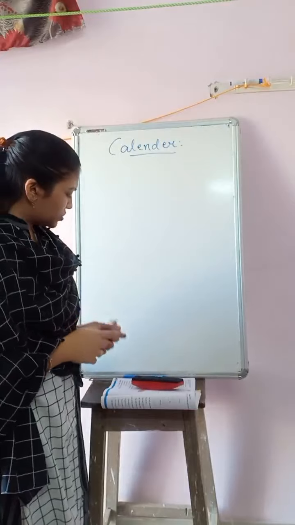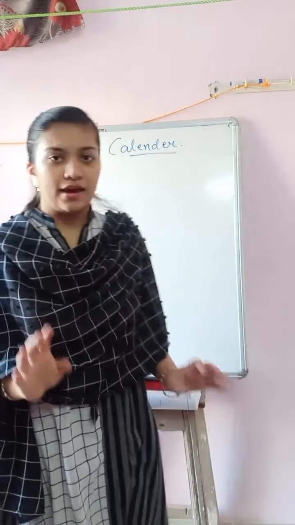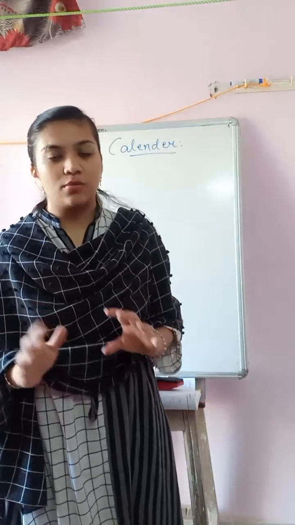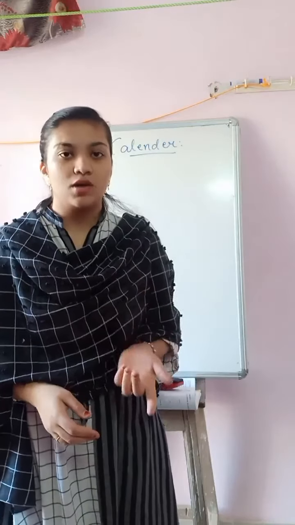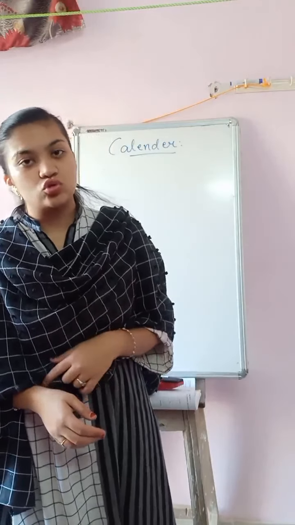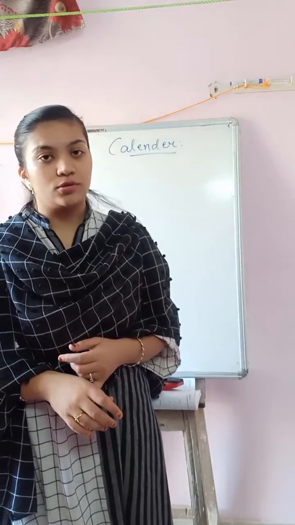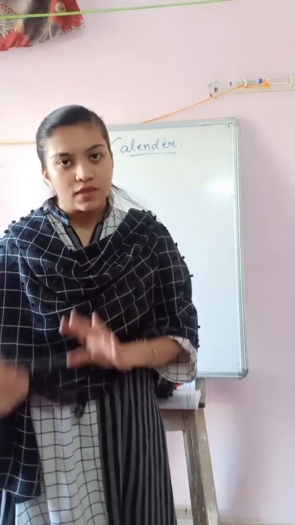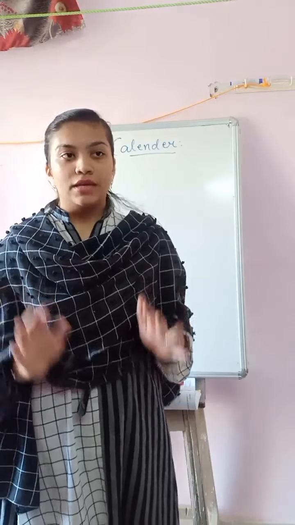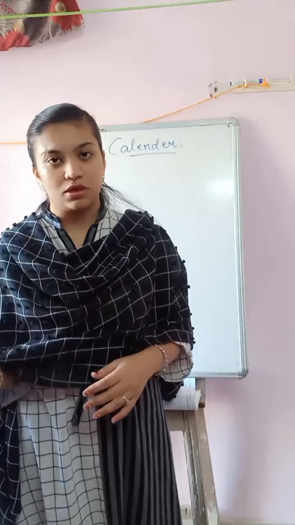Now, as you know, a year has 12 months. Year में 12 months होते हैं. January, February, March, April, May, June, July, August, September, October, November and December. There are 12 months. Now we are going to find how many days each month has. सबके पास कितने days होते हैं.